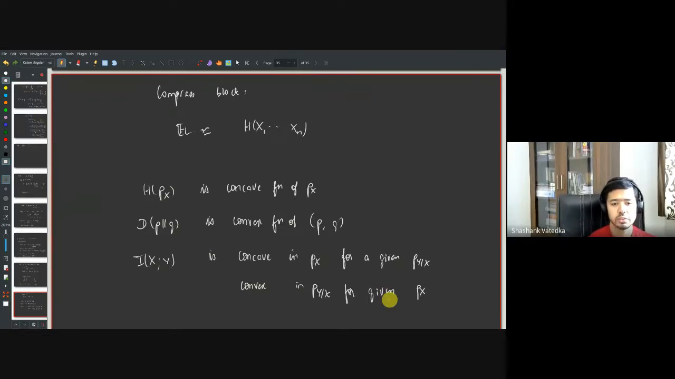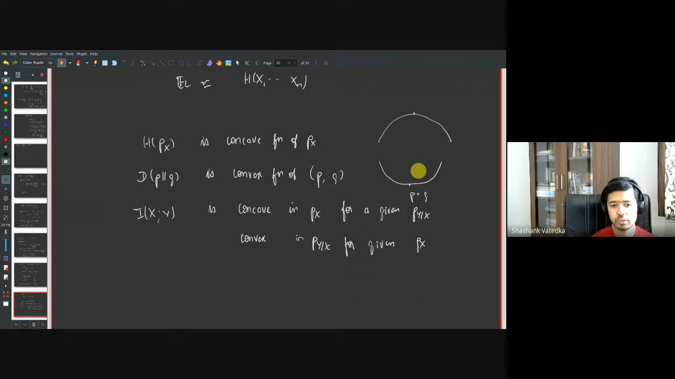Okay, so this means that the entropy is concave, so it achieves the maximum at only one particular point. The KL divergence is convex, so it's shaped like a bowl in the joint distribution, and the minimum point is when P equal to Q, because KL divergence is 0 if and only if P equal to Q. Similarly, if you fix a particular Py given x, then it's possible to maximize the mutual information, and that is given by the capacity, remember.